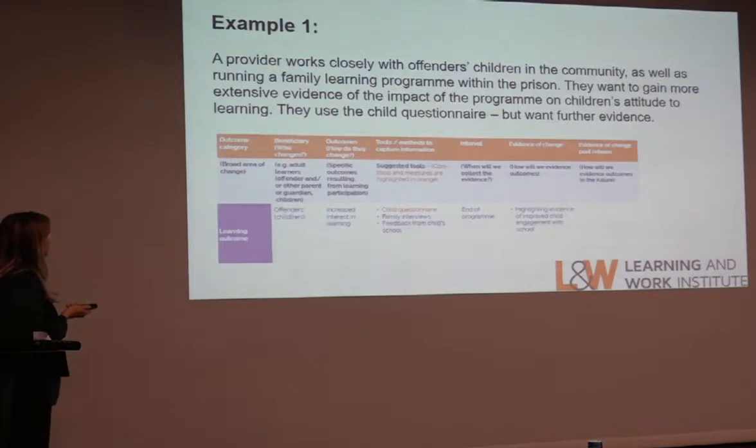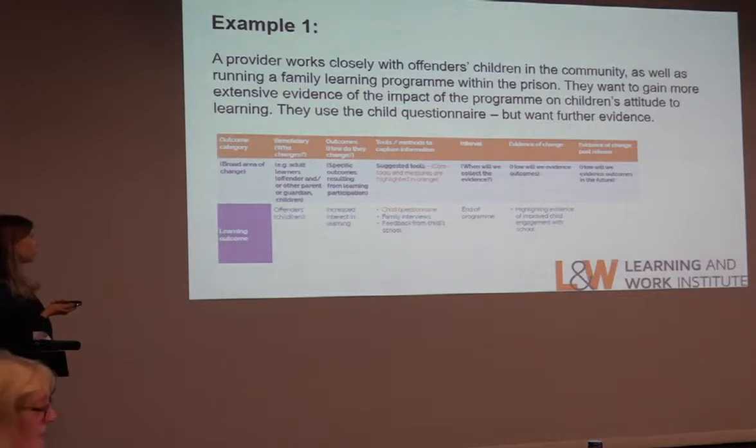So if we go through an example, a provider works closely with offenders' children in the community, as well as running a family learning program within the prison. They want to gain more extensive evidence of the impact of the program on children's attitudes towards learning. So they use the child questionnaire that we've given them, but they don't think that's enough, because for their program they think there's more of an impact that they want to capture. So they could use the table, find that, and we've suggested doing a family interview, and we've also suggested feedback from the child's school, which we know there are loads of problems with, but in some cases that might be feasible and appropriate.